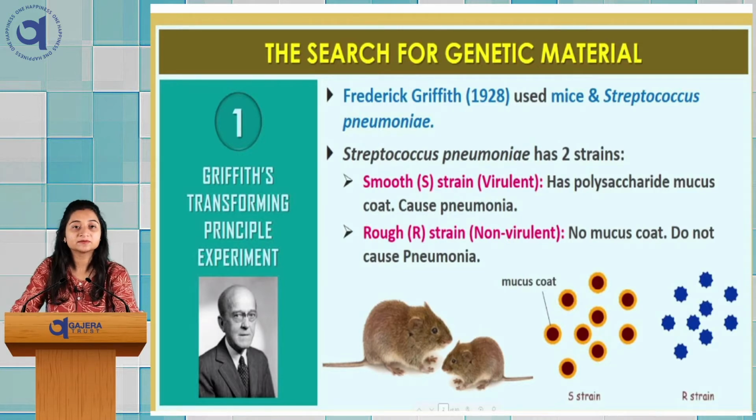The smooth strain has a coating on its surface made up of polysaccharide, and the rough strain lacked this mucus coating, so it used to get identified by the host immune system.